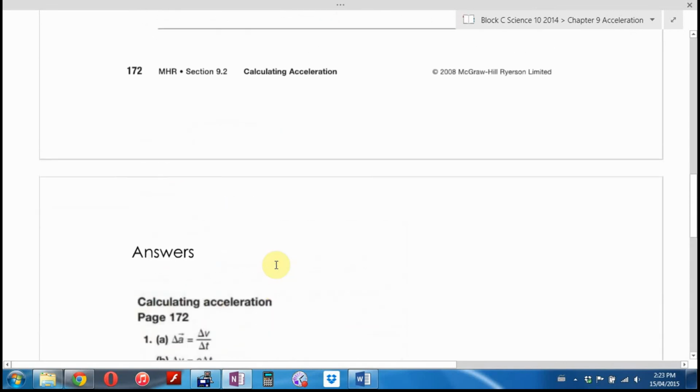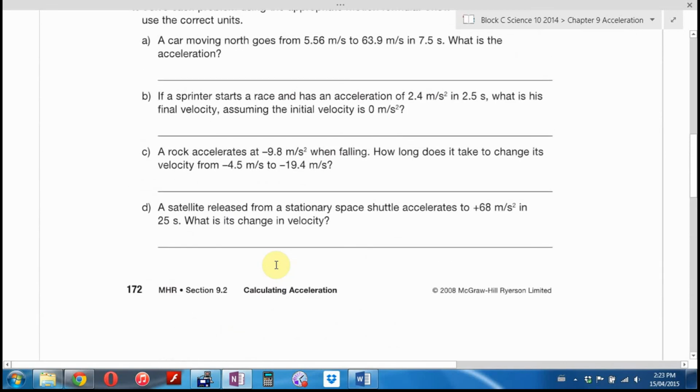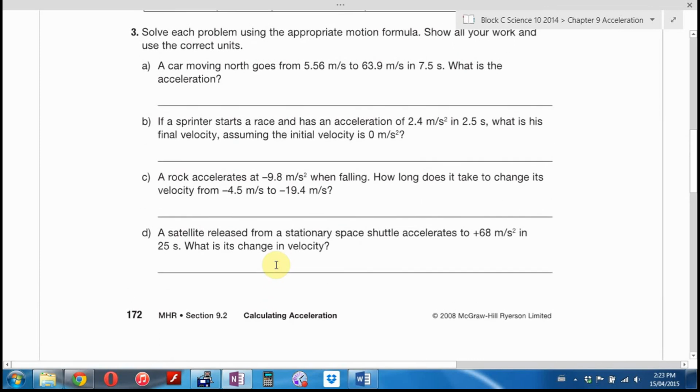I did attach the answers on the back. Again, don't be foolish and just copy the answers. That would be a silly way to do it. Give me 1 second here.